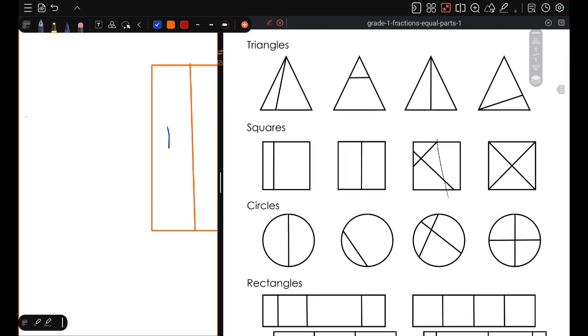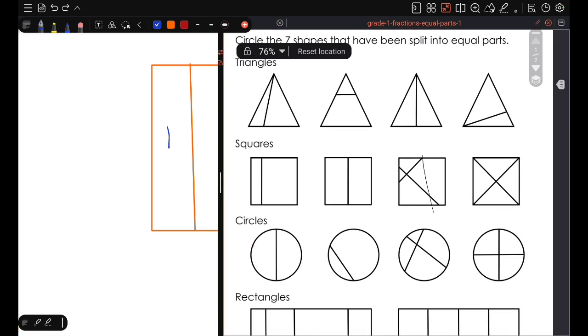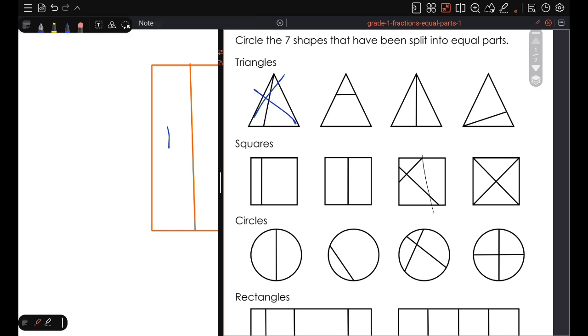So let's see. I have here questions, and let's look into the first one. Circle the shapes that have been split into equal parts. So I need you to circle the equal parts here. If I look into the first one, I will see that this part does not equal this part. So they are not equal. And the second one, the up one and the down one, they are not equal. So it's not a fraction.